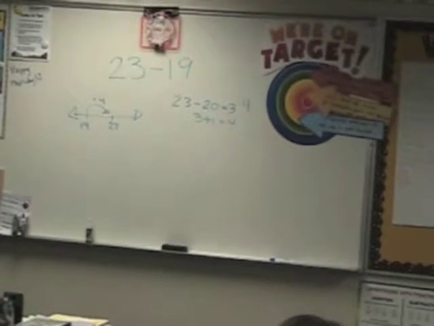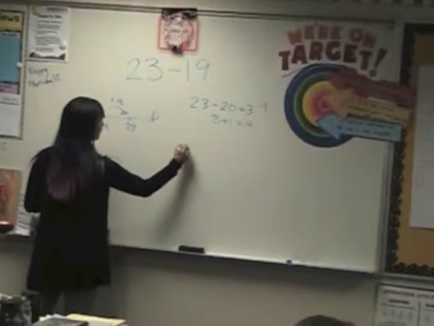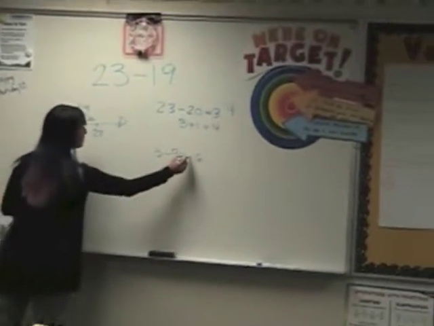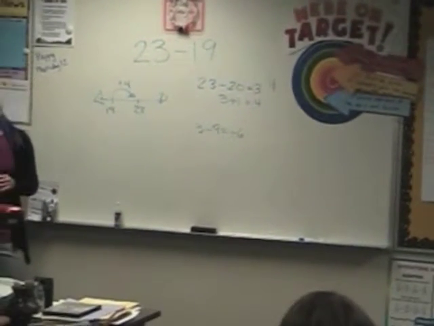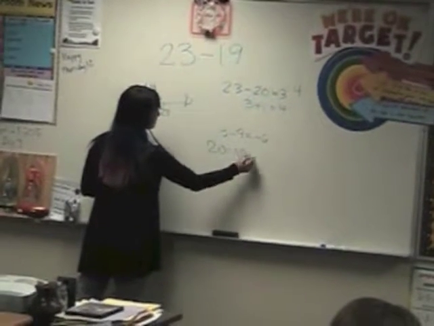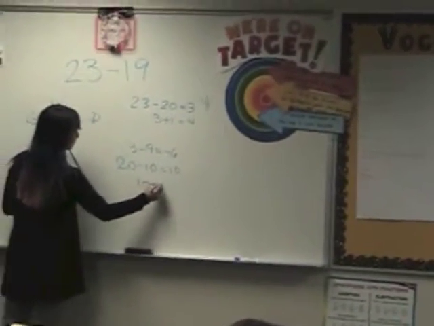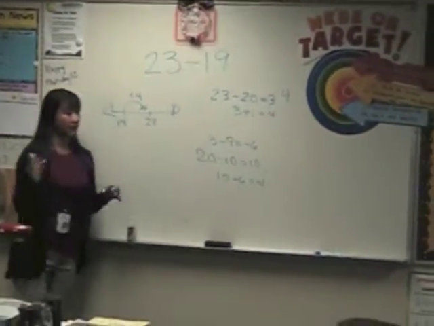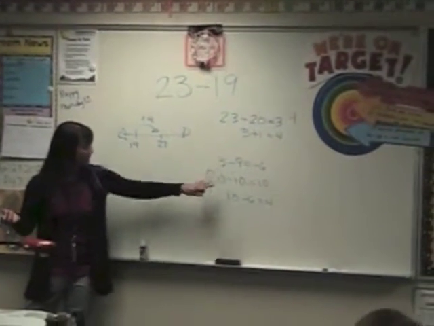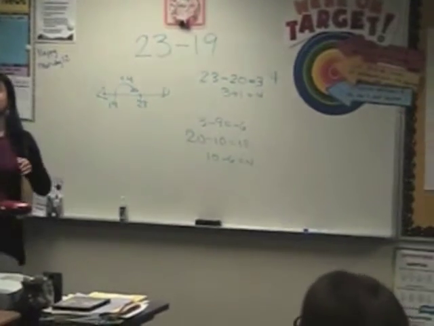I minus 9 from 3, and I got negative 6. And then I minus 10 from 20, so minus 10, and then I minus 6 from 10. Okay. So you did kind of a break apart strategy by place value, it seems like. You subtracted the 1s and then you subtracted the 10s. Notice he got a negative 6, but then combined them so that he was able to get 4.